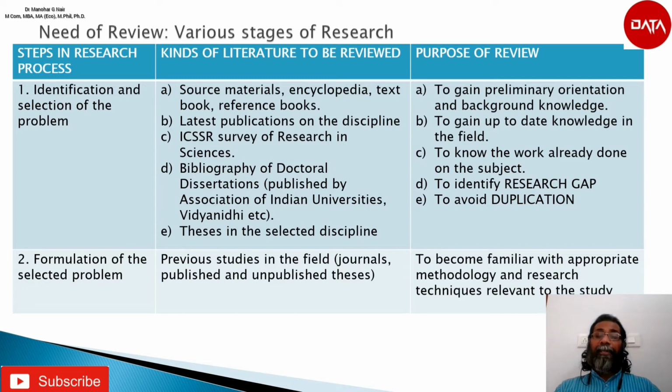If the research is in the initial stage, that is, under the identification of the research problem, then the kinds of literature to be reviewed are: one, the source materials in the form of encyclopedia, textbook, reference book, latest publication on the discipline, ICSSR Survey of Research in Sciences, bibliography of doctoral dissertations, which is published by the Association of Indian Universities, for example, Vidyanidhi, etc. The thesis in the selected area of research, and going through this material, we will be able to gain the preliminary orientation and background knowledge.